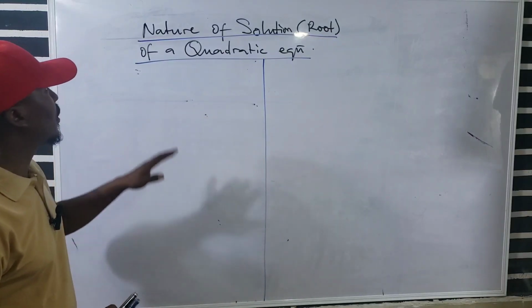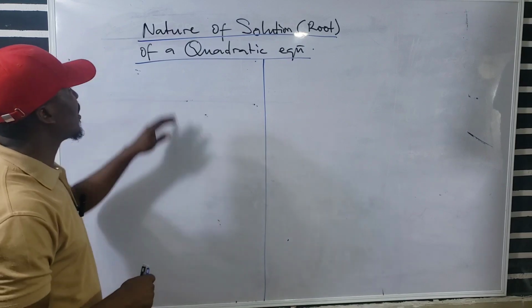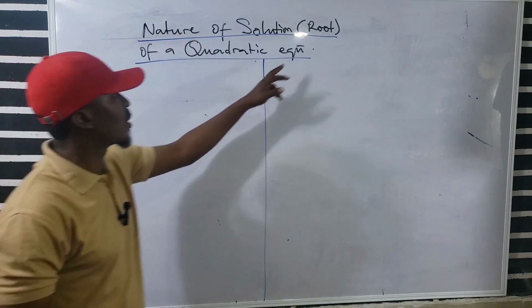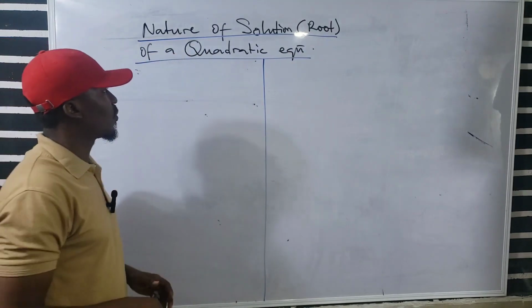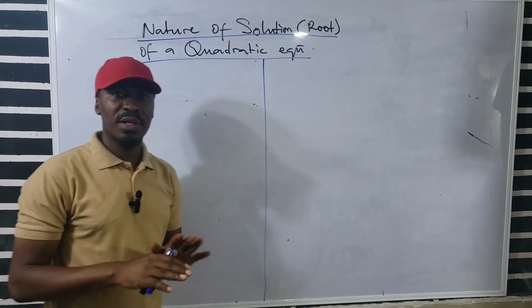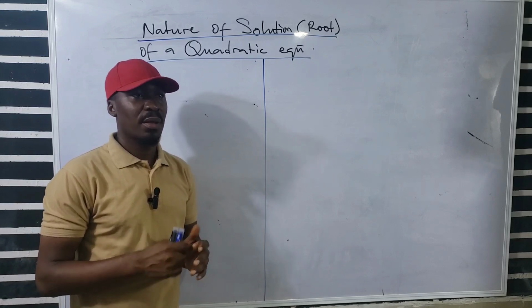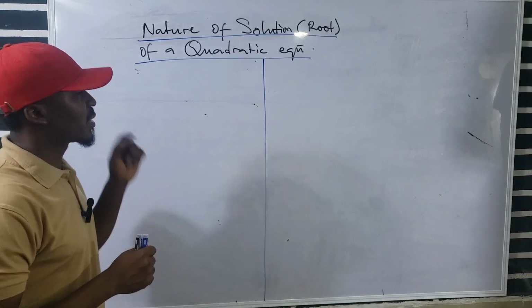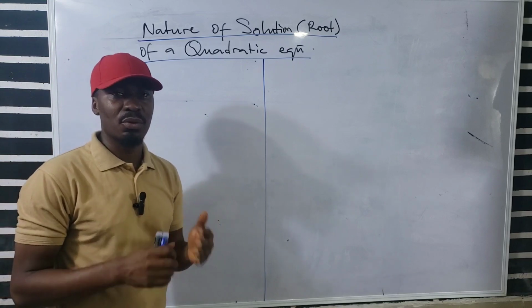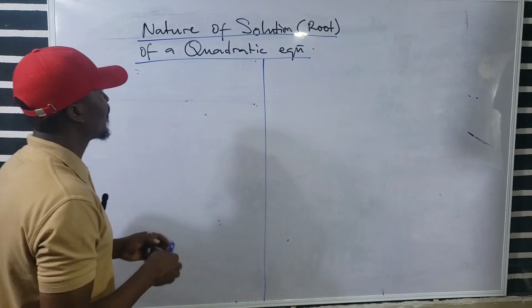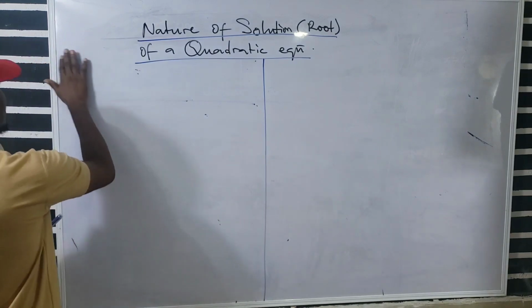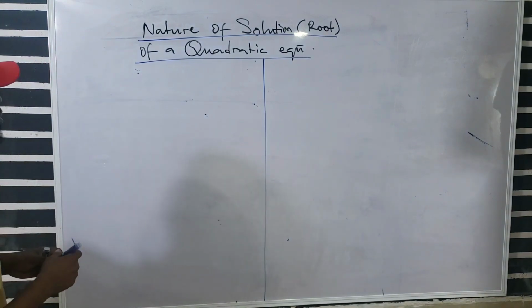The topic we have today is the nature of solution, or what we call the roots of a quadratic equation. It is a very simple topic, okay? We are going to look at what kind of roots a quadratic equation can have, starting off with the nature of the roots.